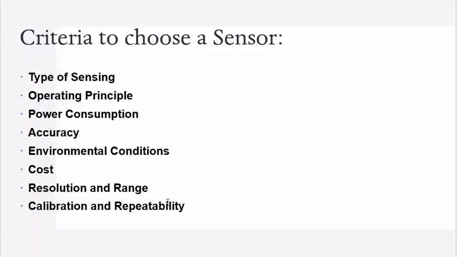Because the smallest value that can be sensed and the limit of measurement are important. Finally, we have the final criteria, which is the calibration and the repeatability: the change of values with time and the ability to repeat measurements under similar conditions. So these are all the criteria that we will be considering whenever we want to choose a sensor.